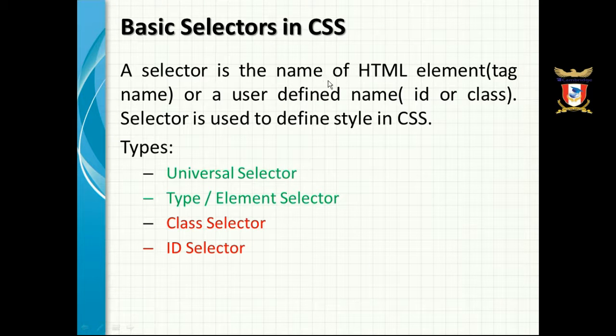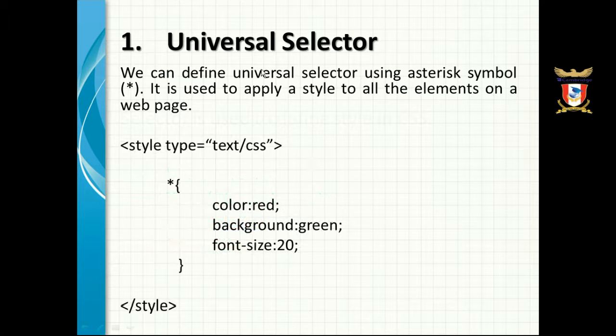selectors in CSS. A selector is the name of HTML element, that is tag name, or a user defined name, that is ID or class selector. A selector is used to define style in CSS. We are having these four types of selector. One is universal selector, then type or element selector, then we are having class selector and ID selector. In this session we'll discuss about only universal selector and type selector.